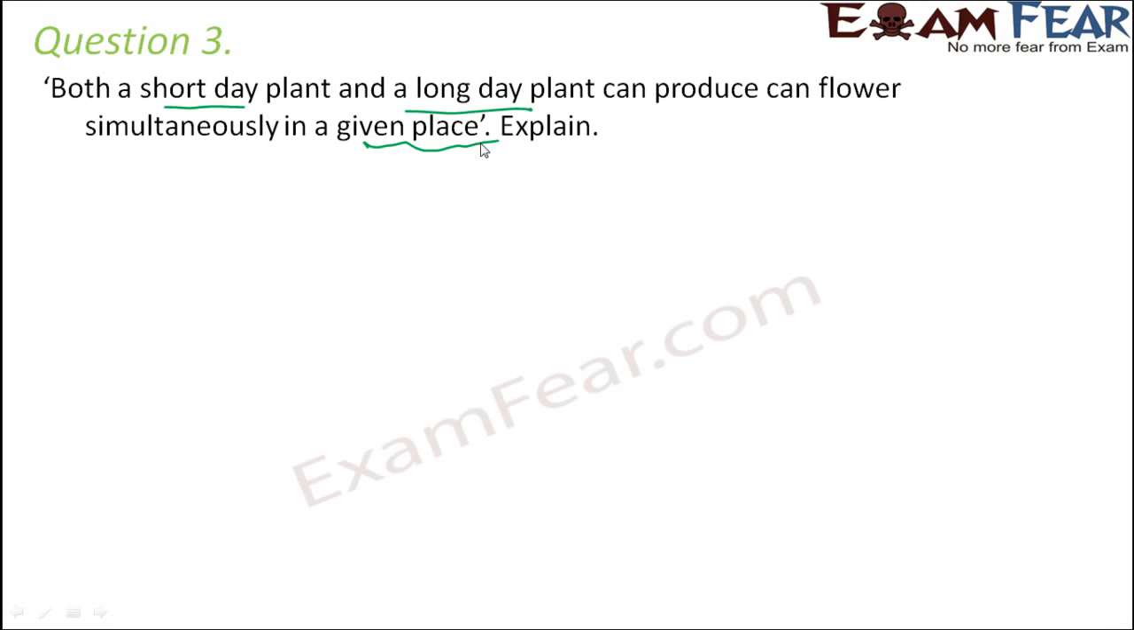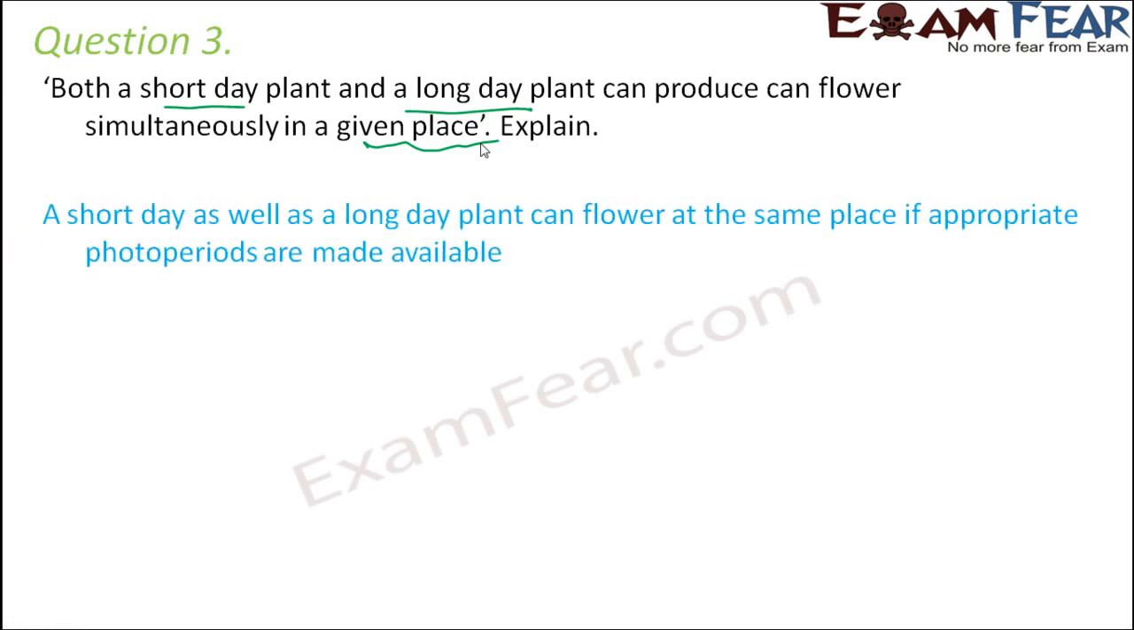So maybe the place remains the same, but if in some season the days are long, then the long day plants will flower, and if sometime the nights are long, then the short day plants will flower. So yes, of course, they can flower simultaneously in a given place. They can flower at the same place if appropriate photoperiods are made available. So it depends on the photoperiods.